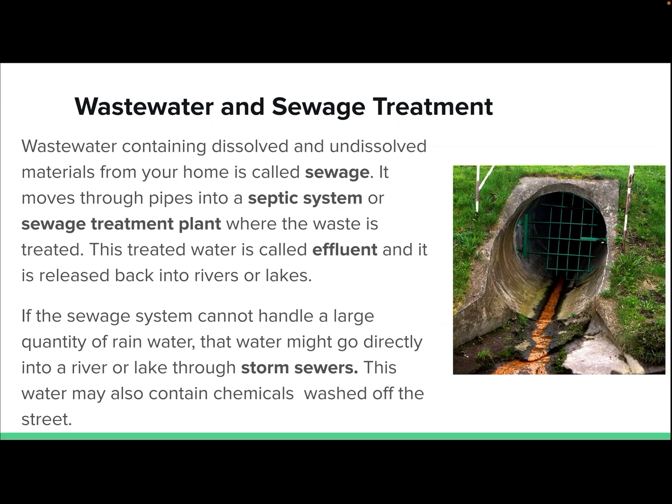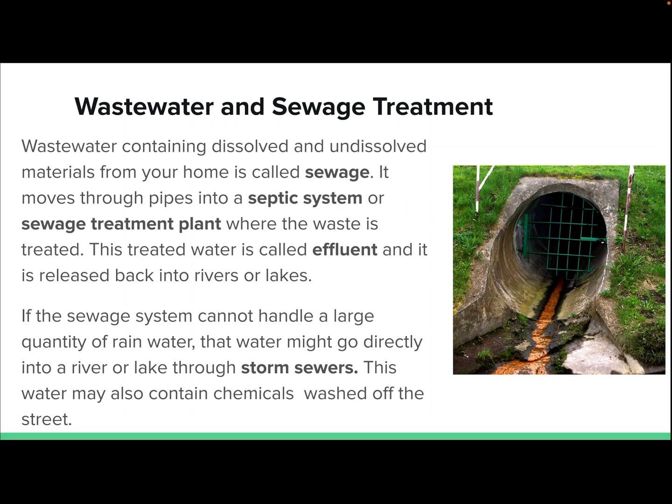Wastewater and sewage treatment. Wastewater containing dissolved and undissolved materials from your home is called sewage. It moves through the pipes into a septic system or sewage treatment plant where the waste is treated. So it really depends on how big it is. Most urban centers are going to send your material to a sewage treatment plant. But out in farmland, you might have your own septic system that your sewage would flow through.